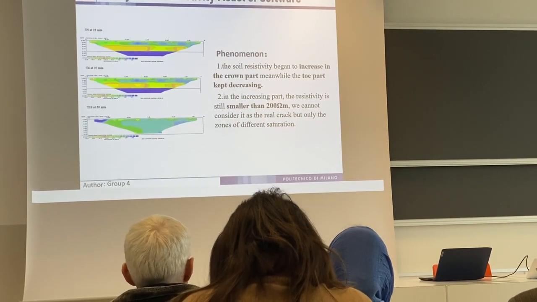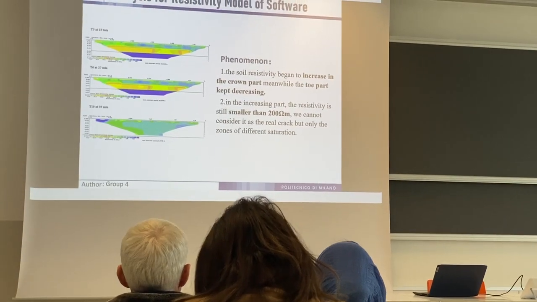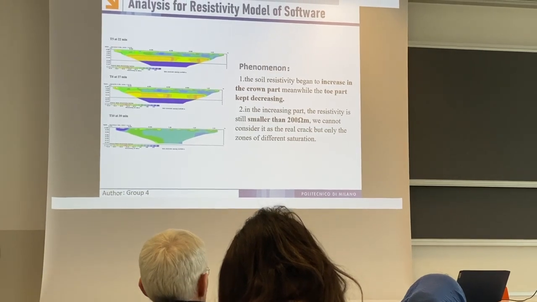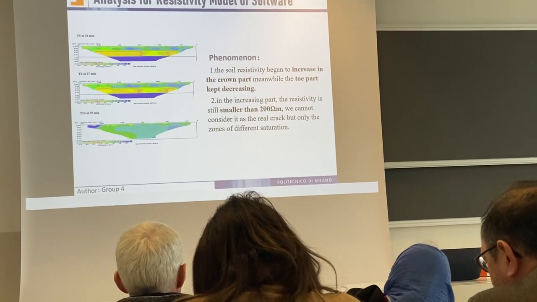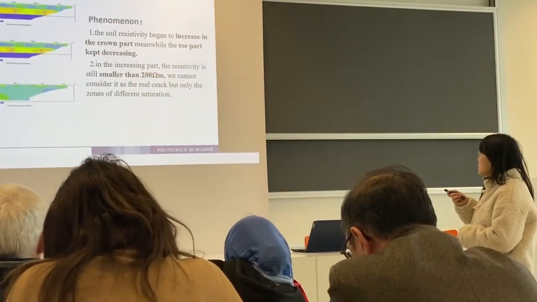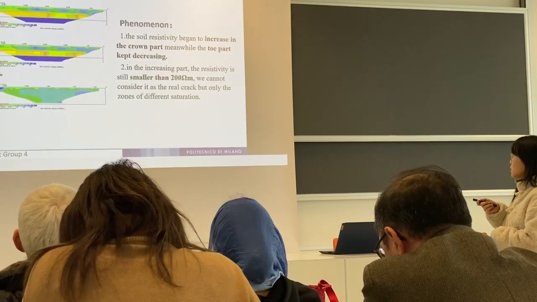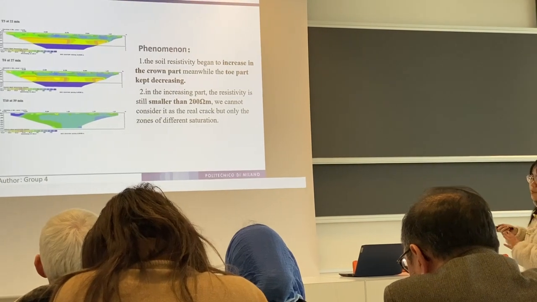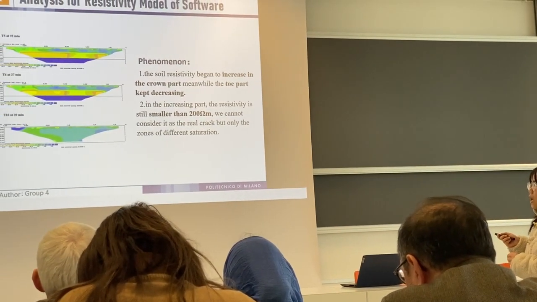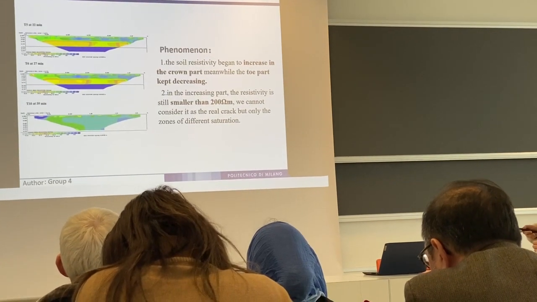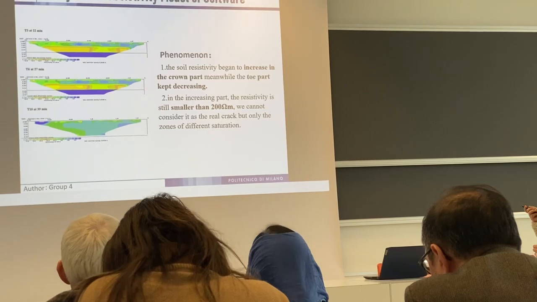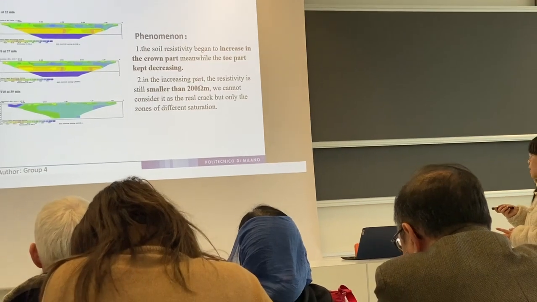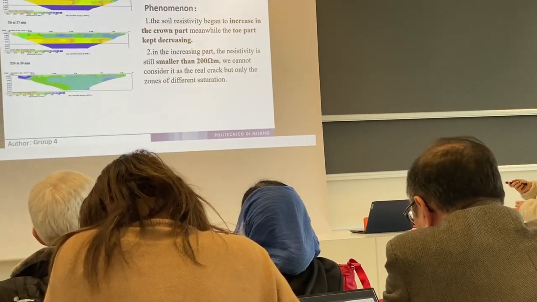And then we go to the later part about T5, T6, and because the PowerPoint doesn't have enough space to put all the points, I put T10 as a representation of the time. We can see from T5 and T6 that the soil resistivity began to increase in the crown part. Meanwhile, the toe part keeps decreasing. In that case, we thought that still because of the water gravity, the water is more concentrated in the downslope, so that the crown part is increasing, but the resistivity is smaller than 200 ohm, so we cannot consider it a real crack, but only a zone of different water saturation.